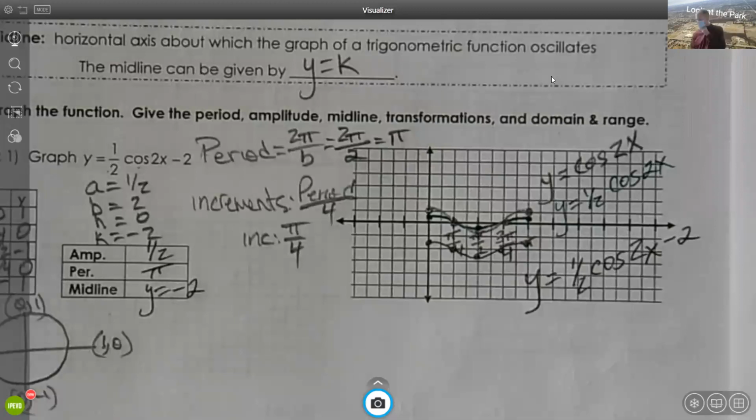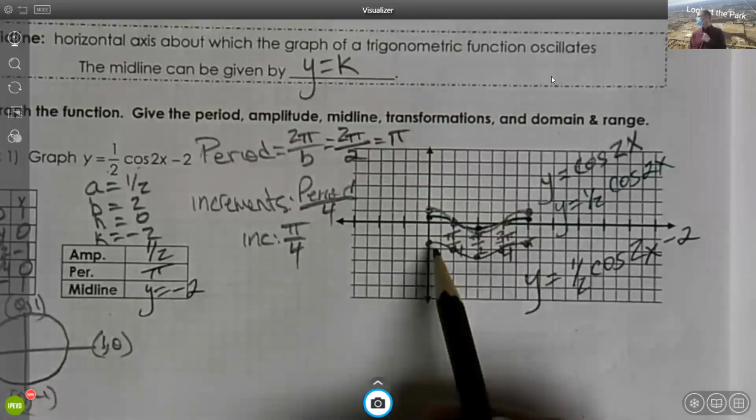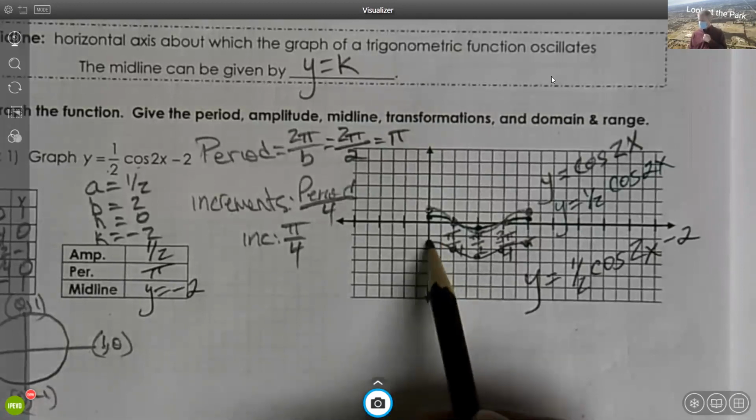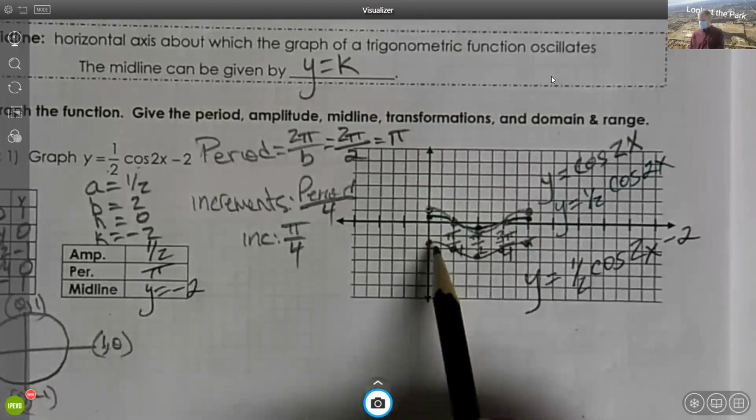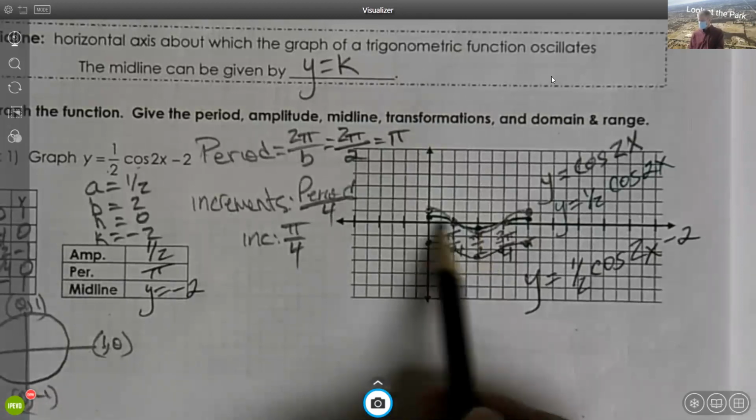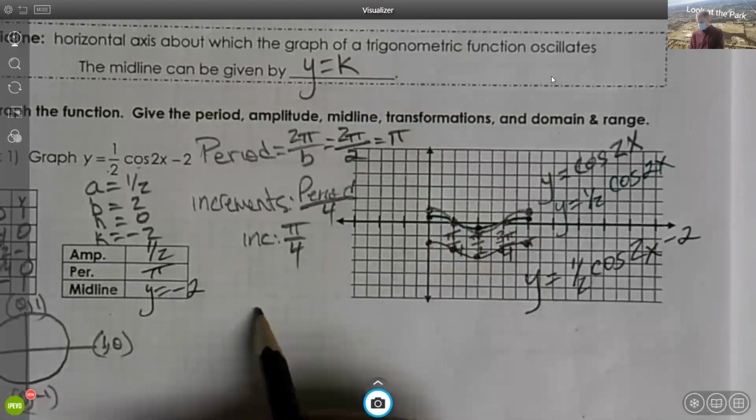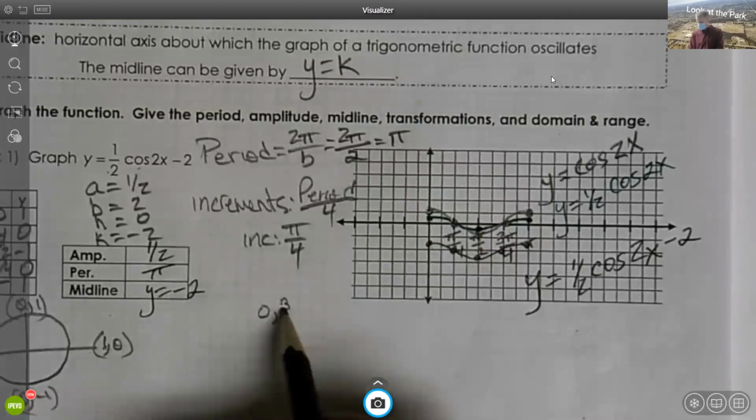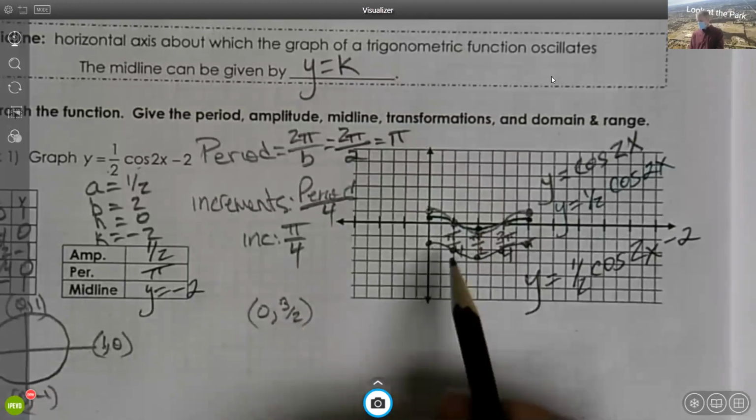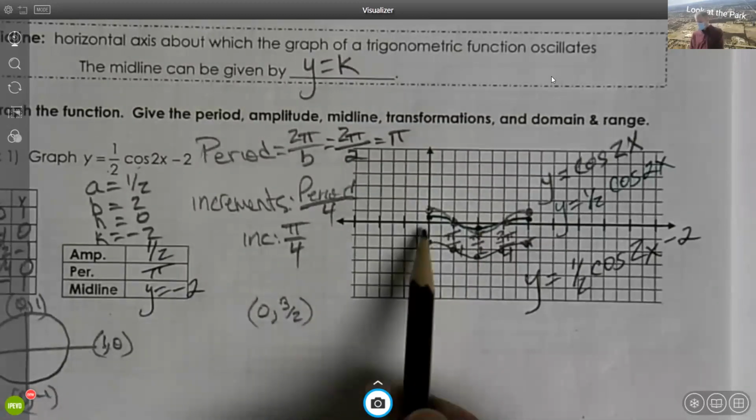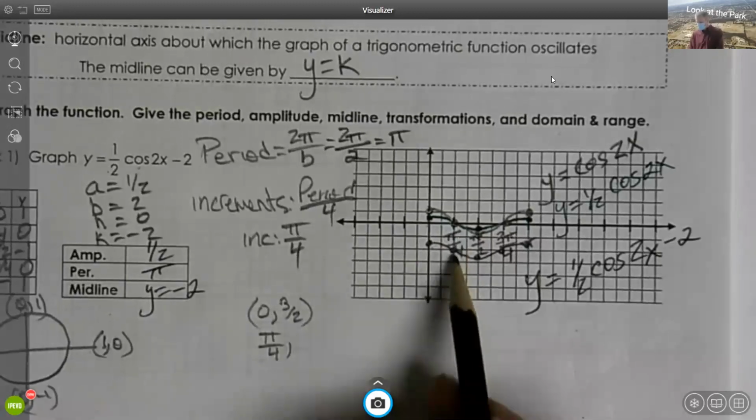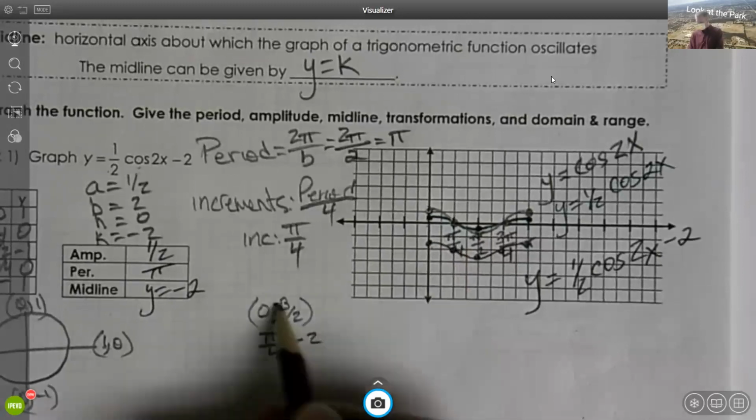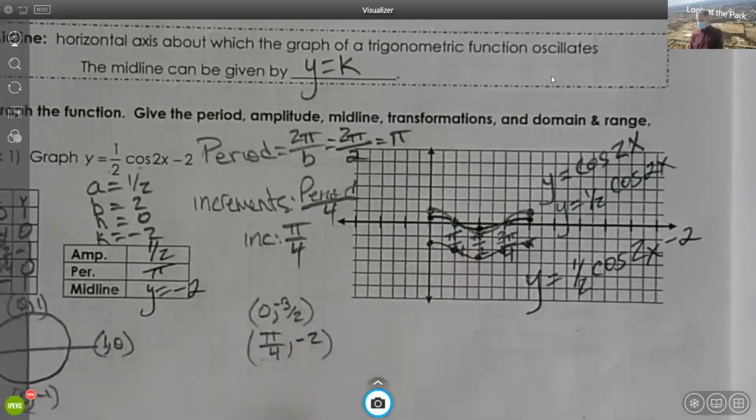Next, we could talk about what are the points on the graph. Okay, this could be handy in a few questions. So we list points for the graph the same way you would do any type. So we have 0 right and left. We're down 1.5, which you could call 3 halves if you want to get technical. We're over pi over 4, and we're down 2. So that would be -3 halves for that one and -2 for this one.